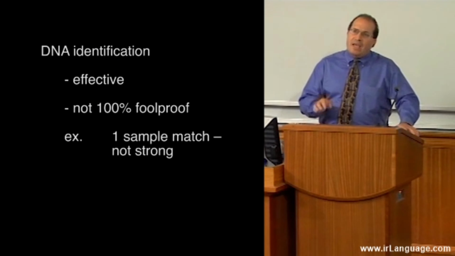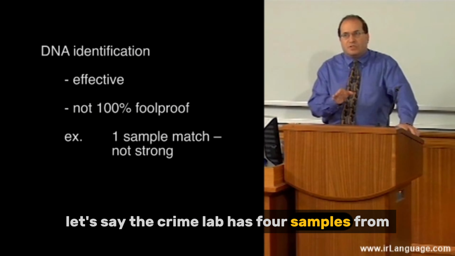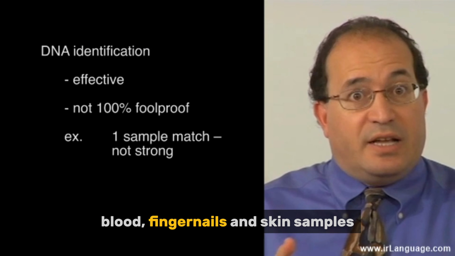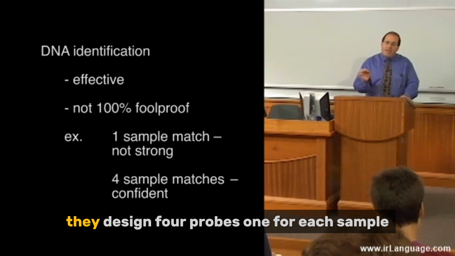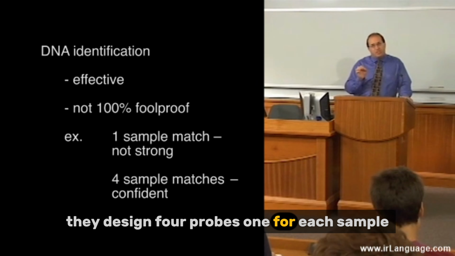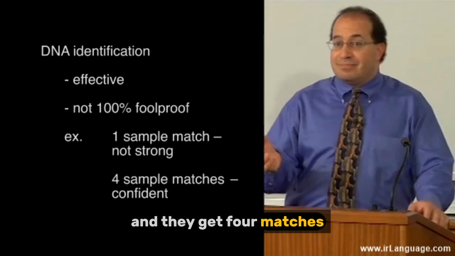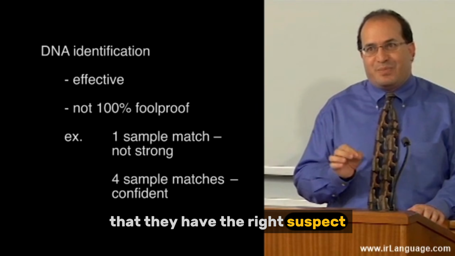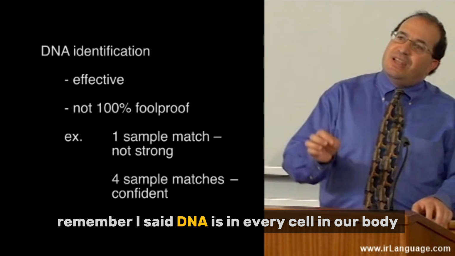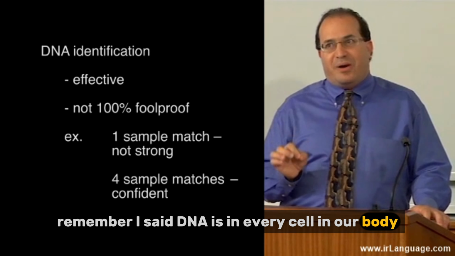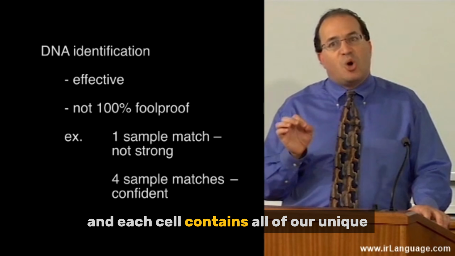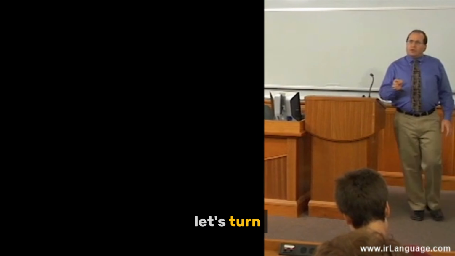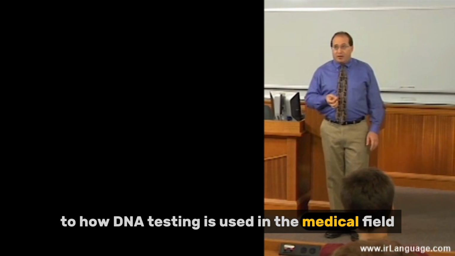In contrast, let's say the crime lab has 4 samples from the crime scene and 4 samples from the suspect: hair, blood, fingernails, and skin samples. They design 4 probes, 1 for each sample, and they get 4 matches. Bingo! The police can now feel more confident that they have the right suspect. Why? Remember, I said DNA is in every cell in our body, and each cell contains all of our unique genetic information. Now, let's turn to how DNA testing is used in the medical field.